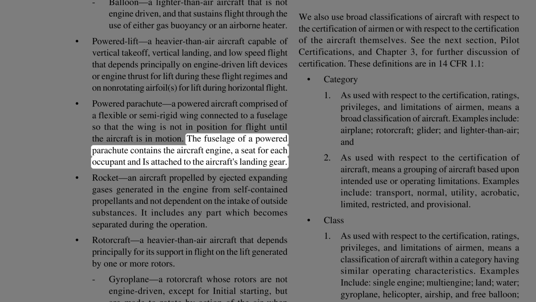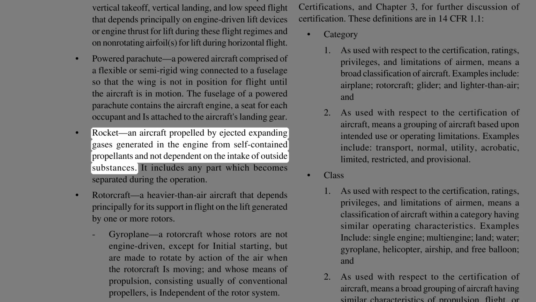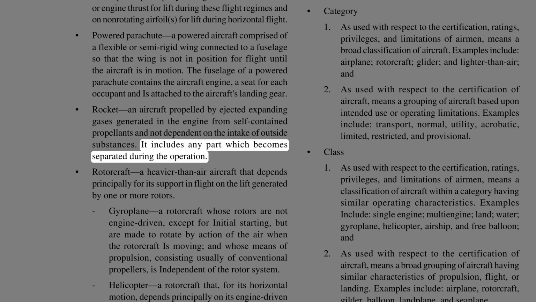The fuselage of a powered parachute contains the aircraft engine, a seat for each occupant, and is attached to the aircraft's landing gear. Rocket, an aircraft propelled by ejected expanding gases generated in the engine from self-contained propellants and not dependent on the intake of outside substances. It includes any part which becomes separated during the operation.